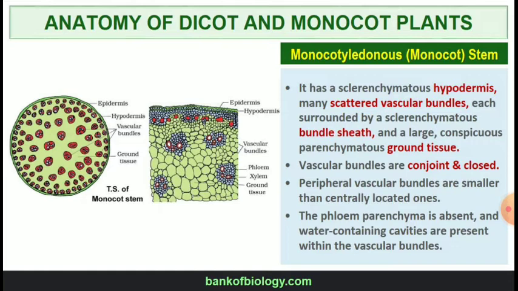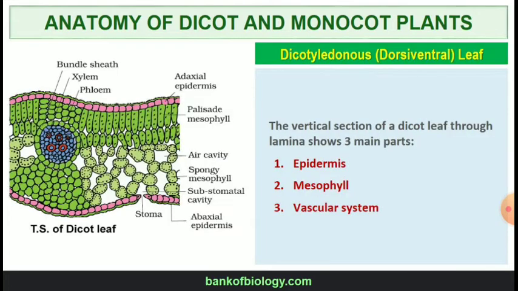The vascular bundles are going to be of the conjoint and closed type. Peripheral vascular bundles are smaller than centrally located ones. That is, those present at the periphery, at the edges, are going to be smaller vascular bundles, and as they are in the middle, the larger vascular bundles are present. The phloem parenchyma is absent and water containing cavities are present within the vascular bundles.